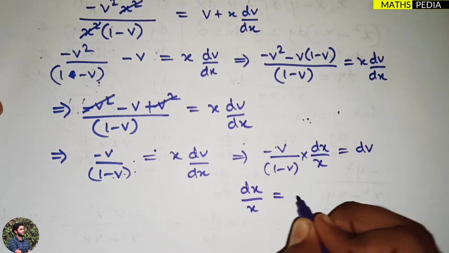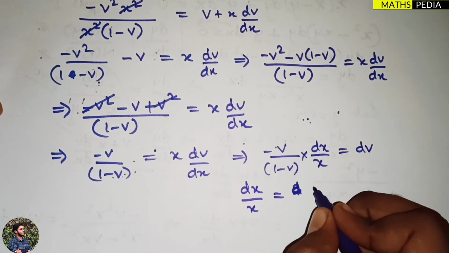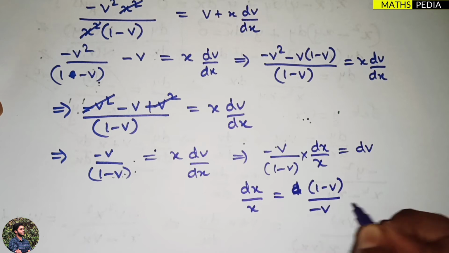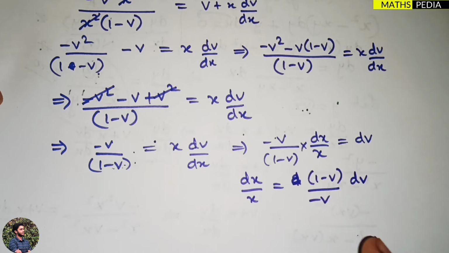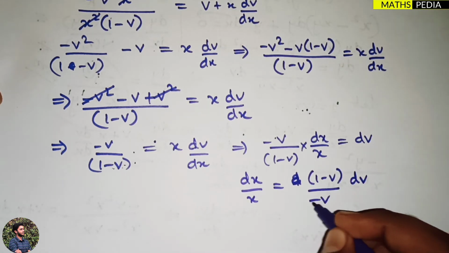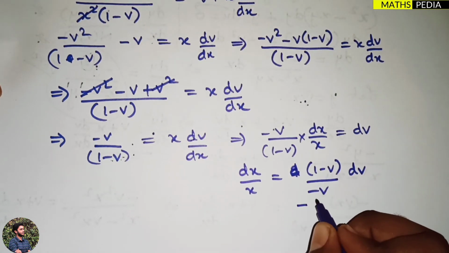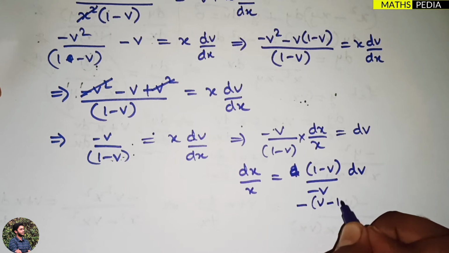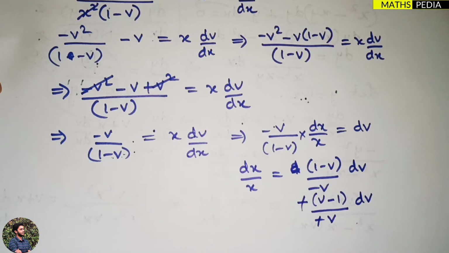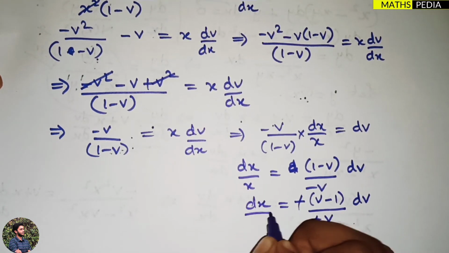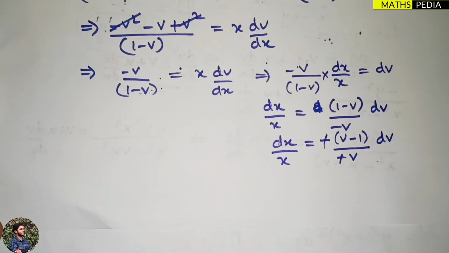So dx by x is equal to, let me write dv first. So this will be reciprocal, 1 minus v by minus v into dv, correct. So minus v is there and here 1 minus v, so I can just take minus outside. Okay, you have to interchange. So when I take minus outside here on the numerator part, it will be v minus 1 by minus v, minus gets cancelled, into dv. Okay, so this is nothing but dx by x. Otherwise you can just keep it as it is.